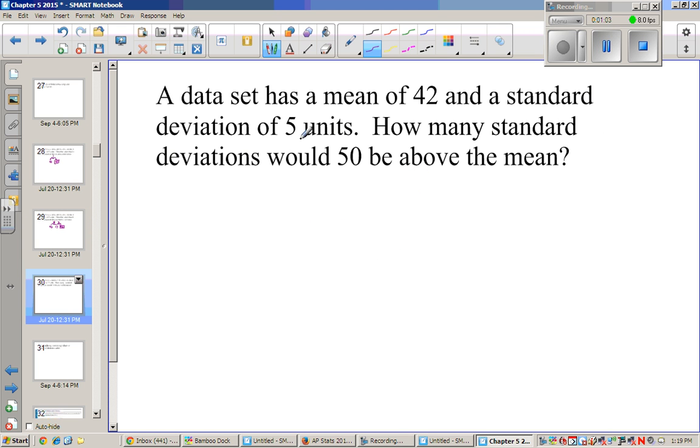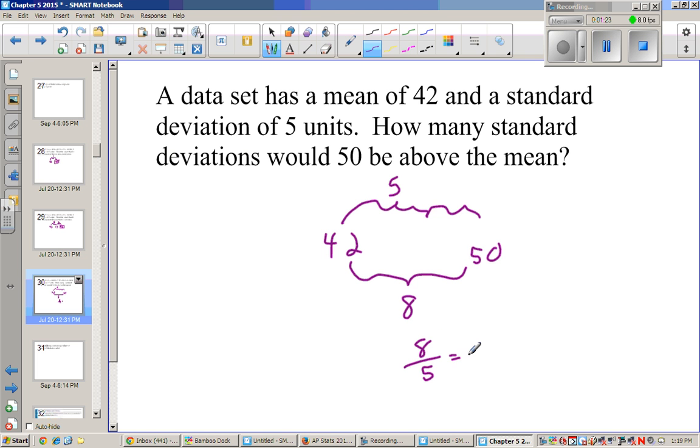Now, how many standard deviations would 50 be above the mean? That's a little tricky. We have 42. We have 1. 50 somewhere in between. Well, we know this distance is 8. So if I take 8 divided by 5, that's about 1.6. So this is 1.6 standard deviations above the mean.